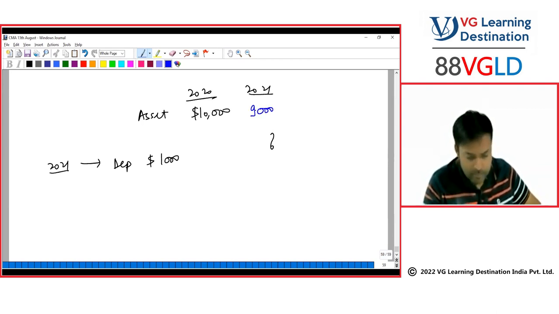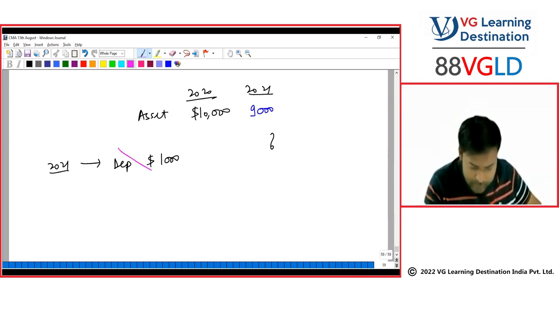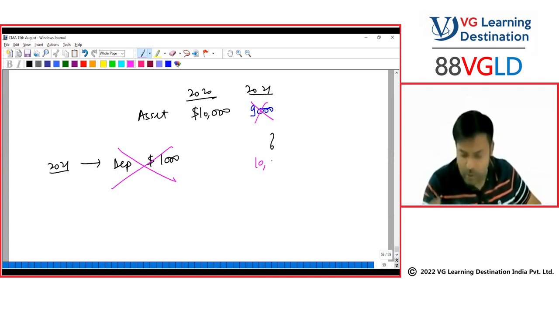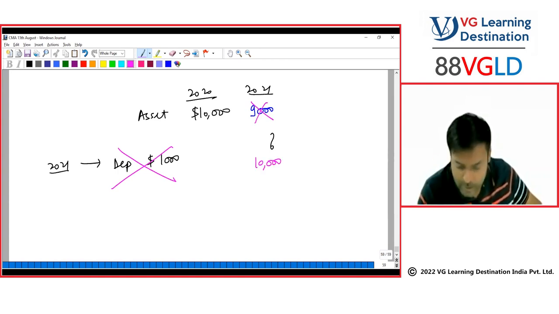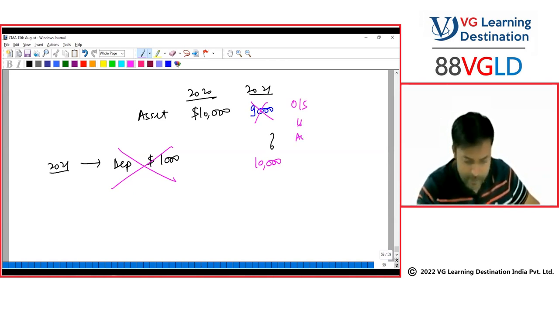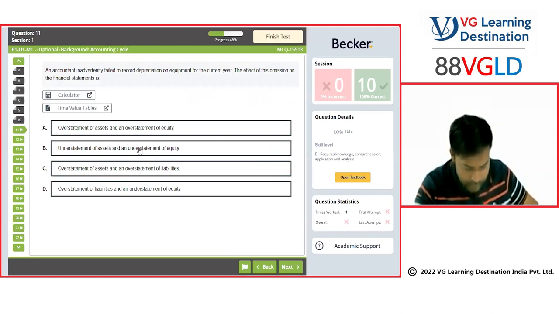But the accountant has not done this. That means this will not be the case. What is appearing right now? 10,000. So overstatement of the asset is the correct answer. That is correct. So B cannot be the answer and D cannot be the answer. Is that clear, everyone? Why B is not the answer? Riddhi, is that good?